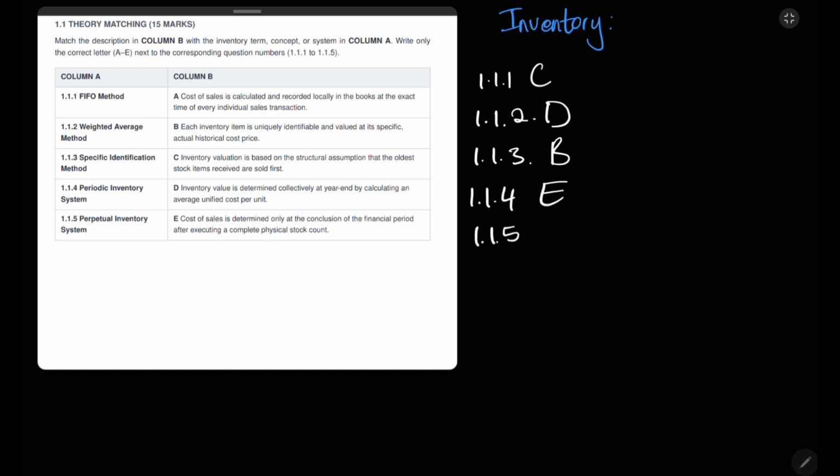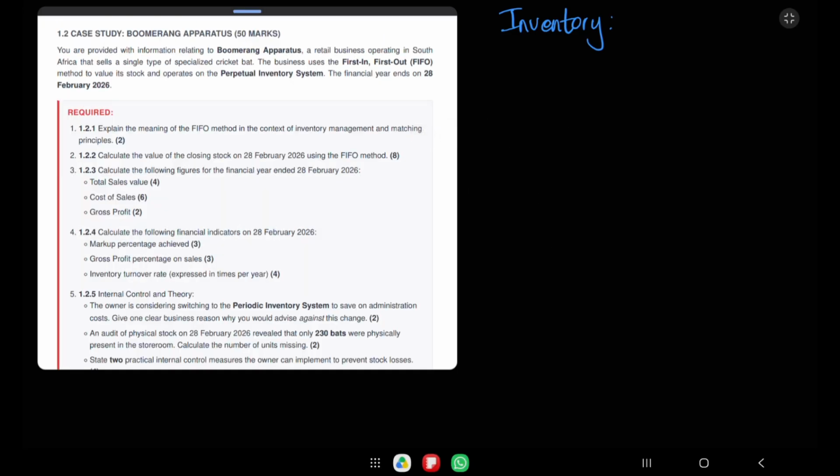Let's move to 1.1.5, the perpetual inventory system. The only item that's left is A, the only definition. So in terms of a theory, you guys know this part. Now let's move to more questions.